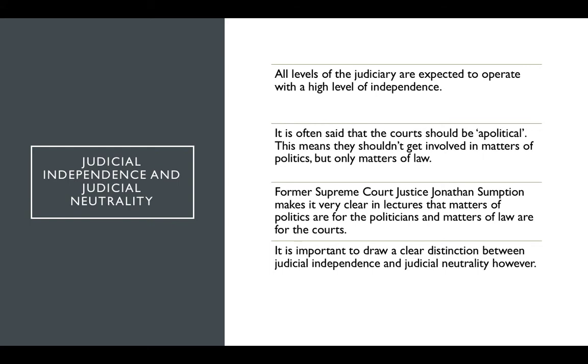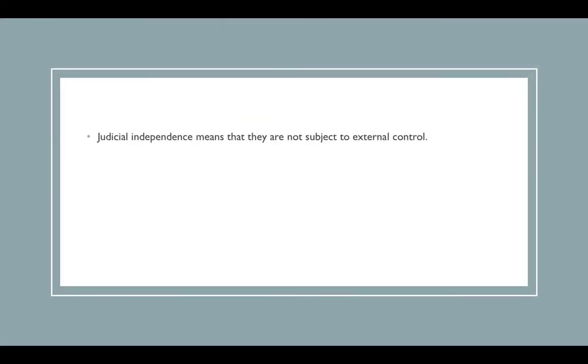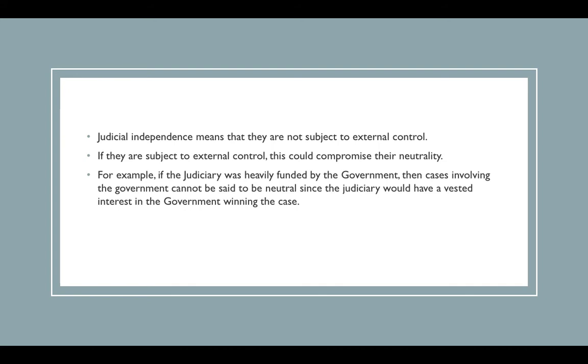It is important to draw a clear distinction between judicial independence and judicial neutrality. Judicial independence means that they are not subject to external control. If they were subject to external control, this could compromise their neutrality. So, for example, if the judiciary was heavily funded by the government, then cases involving the government cannot be said to be neutral, since the judiciary would have a vested interest in the government winning the case, because you have the funding there. This is why strict rules are in place to ensure that the judiciary is independent and thus, because of its independence, can therefore be neutral.